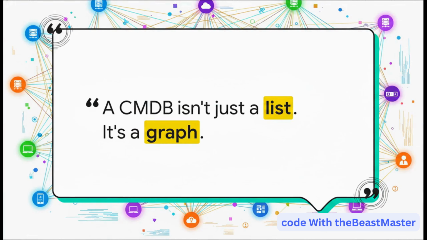Now, what's really interesting here is this ultimate aha moment. A CMDB isn't just a list, it's a graph. It's a dynamic living network. If you've ever seen a complex mind map or a social network diagram, that's exactly what we are building. The components are the nodes and the relationships are the edges connecting them. That graph structure is the secret sauce that gives the CMDB its operational horsepower.